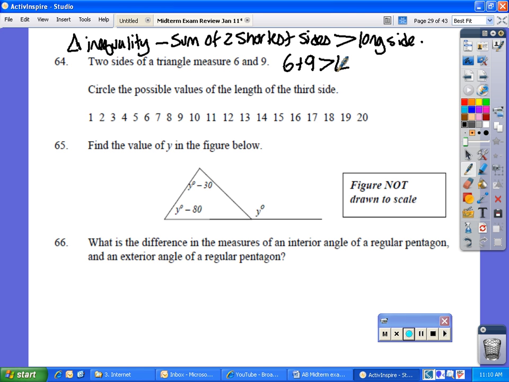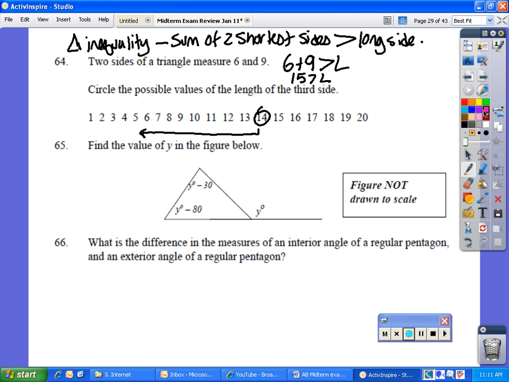So what values does that leave us for the third side? Well, 6 plus 9 is 15. So 15 has to be bigger than the long side, meaning the long side must be less than 15. So it could be 14, or it could be all these other values less than 14.